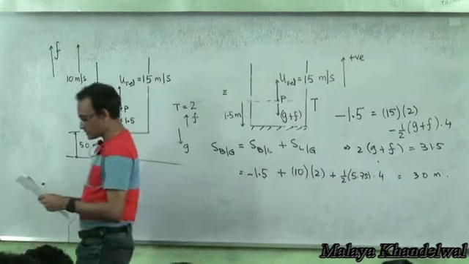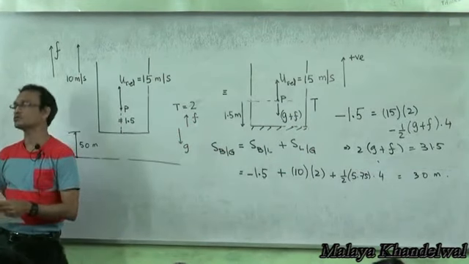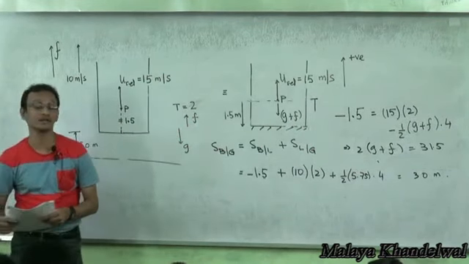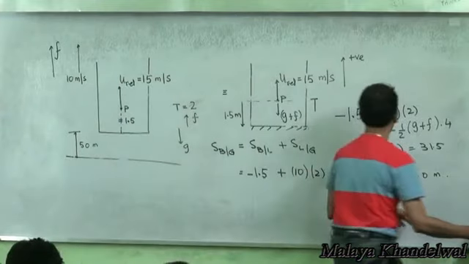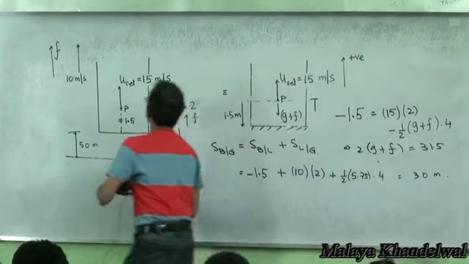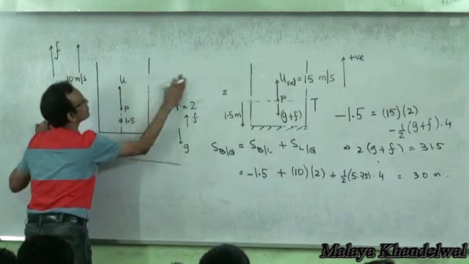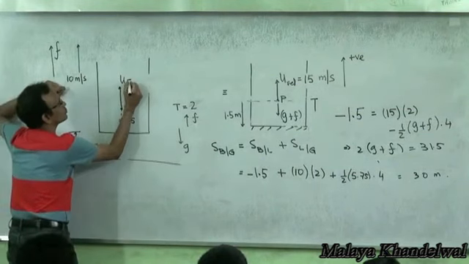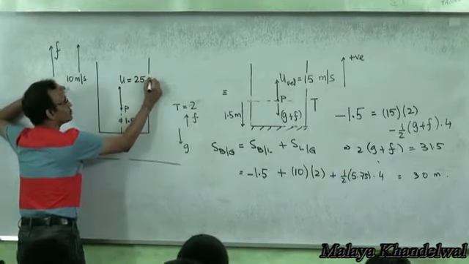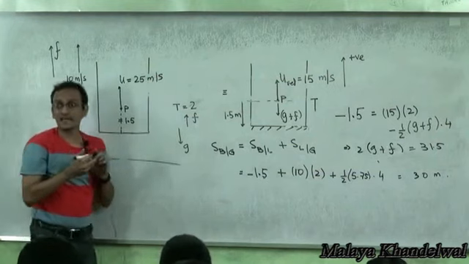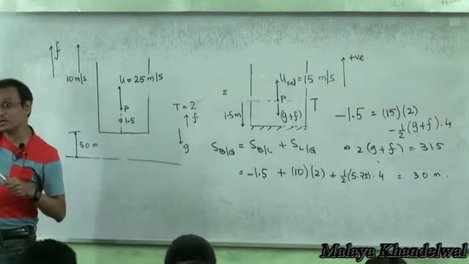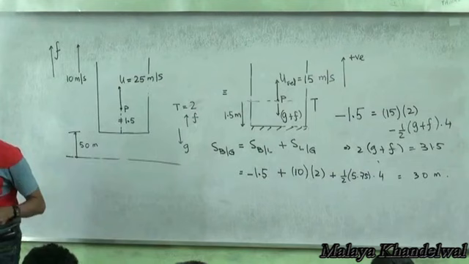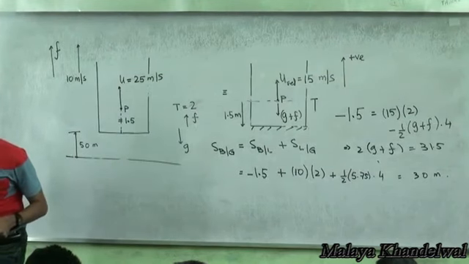Find the maximum height reached by the bullet with respect to the ground. Now with respect to the ground, what is the velocity? 25 meters per second, yes or no? With respect to the lift it is 15 meters per second, but the lift itself is 10 meters per second. So with respect to the ground, it must be 25 meters per second, right?